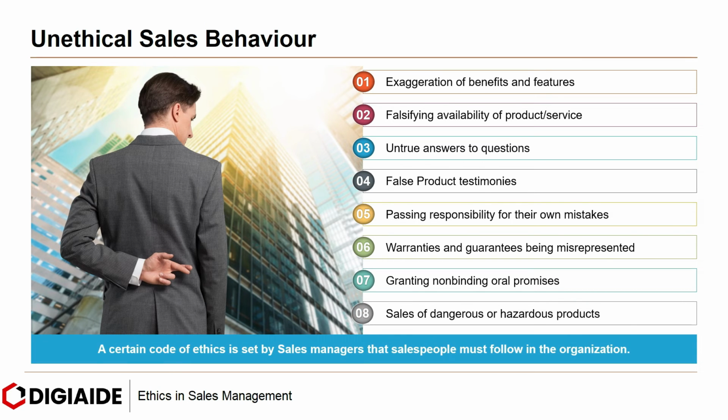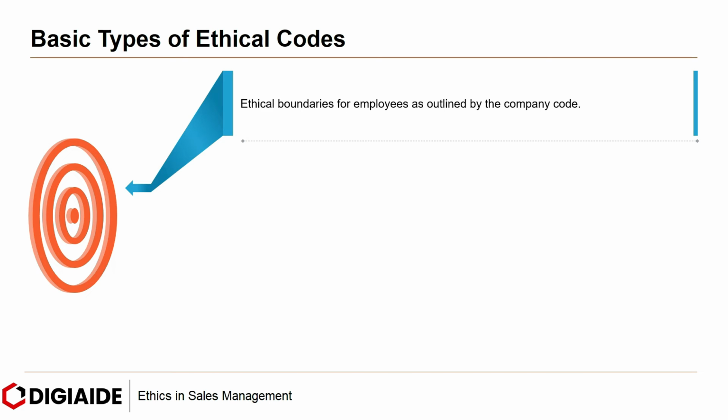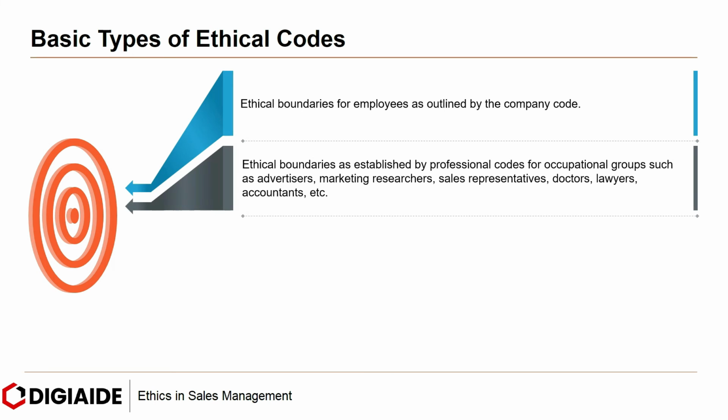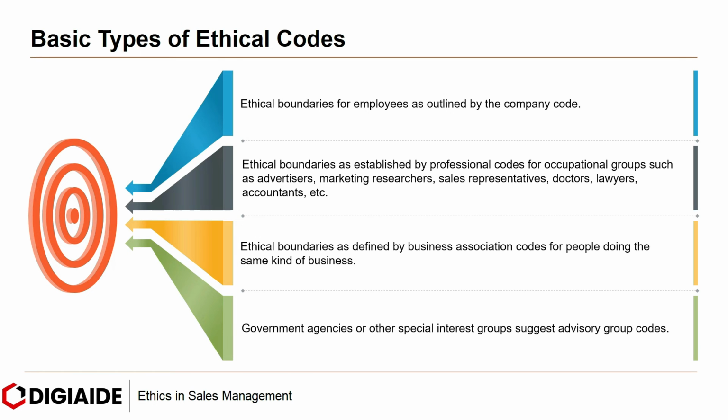A certain code of ethics is set by sales managers that salespeople must follow in the organization. Moving on to the basic types of ethical codes. Ethical boundaries for employees as outlined by the company code. Ethical boundaries as established by professional codes for occupational groups such as advertisers, marketing researchers, sales representatives, doctors, lawyers, accountants, etc. Then comes the ethical boundaries as defined by business association codes for people doing the same kind of business. And finally, government agencies or other special interest groups suggest advisory group codes.